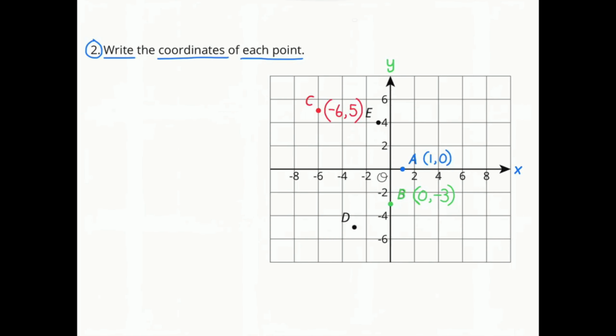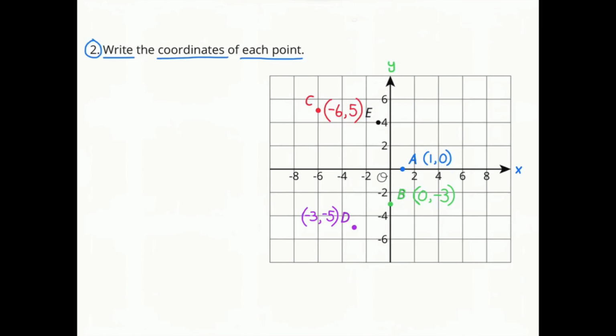C is located directly above the -6 on the x-axis. So it's moved 6 spaces to the left, and then it moved up exactly between the 4 and the 6. So that would be 5. So 6 to the left along the x-axis, that would be -6, and 5 up along the y-axis, that would be +5. So the coordinates for C would be -6 and +5.